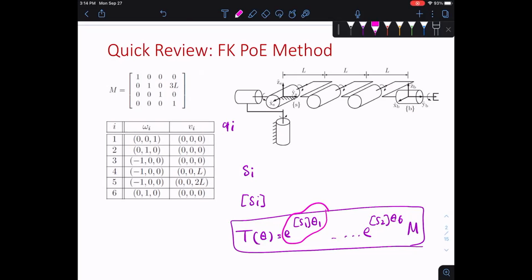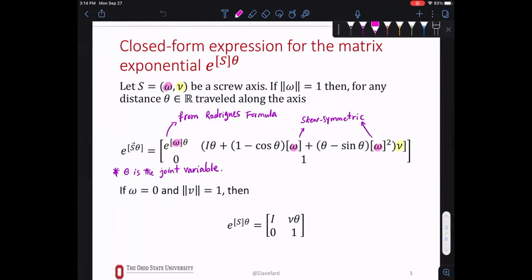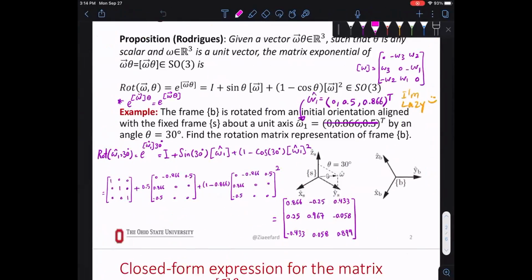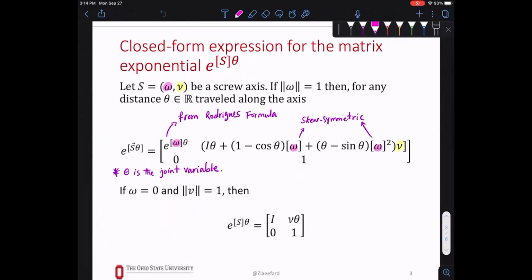An honest answer is no, and that's totally okay. So if you look at lecture 12, after I introduced the Rodrigues formula, the closed form of this expression is this, e to the power of S theta. So you found S1. Theta is your variable. You have to create this matrix. This will be a 4x4 matrix. Then you plug it into that forward kinematic expression.